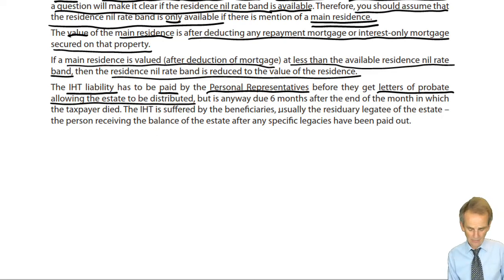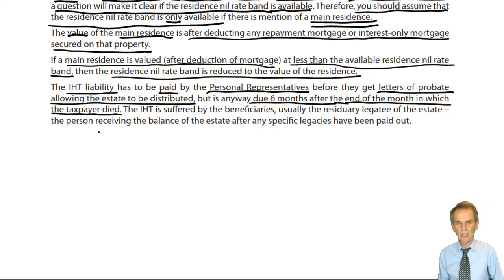But is anyway, in the date that you have to remember, due 6 months after the end of the month in which the taxpayer died. 6 months after the end of the month in which the taxpayer died. So if the taxpayer died in June 2019, then in relation to that chargeable estate of yours, the personal representatives would have to make the payment of IHT by that latest date, 6 months after the end of the month in which the death occurred. The death occurred in June. 6 months after the end of June, June 30th, will be the end of December, December 31st, 2019.